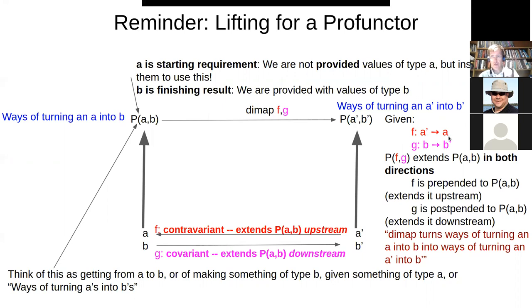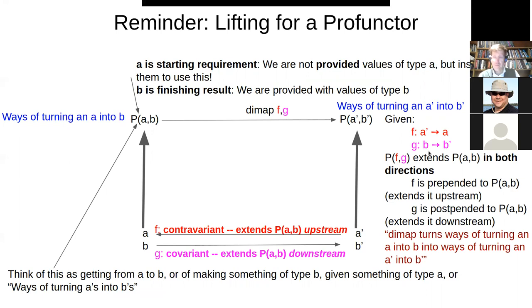By contrast, if we want to have something that will turn an A into a B prime, we need to extend downstream. We need to get from the B to the B prime. So it works in opposite ways there. And lifting within a traditional functor is covariant.